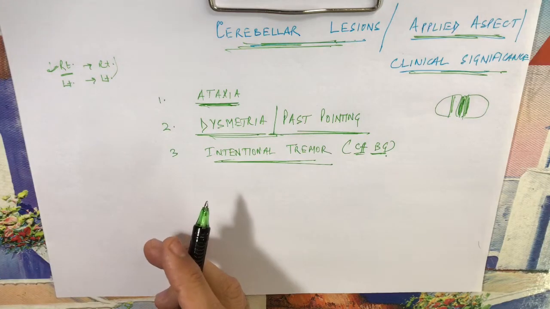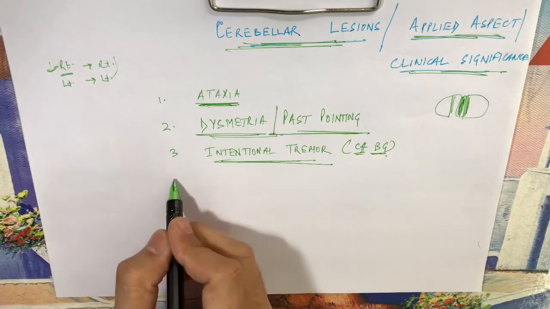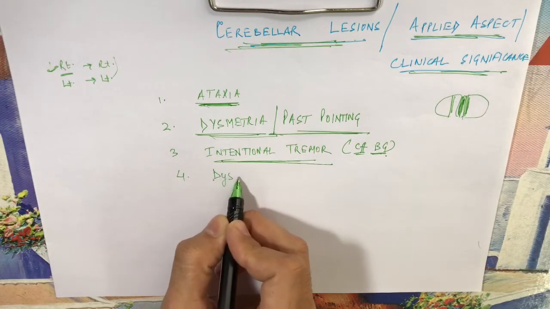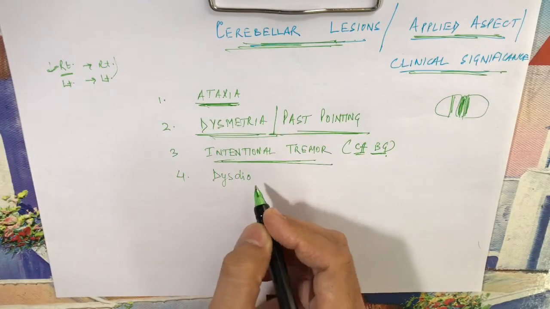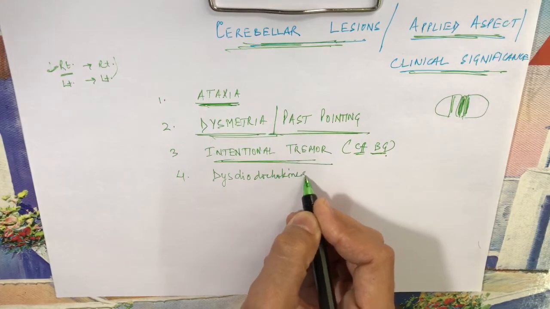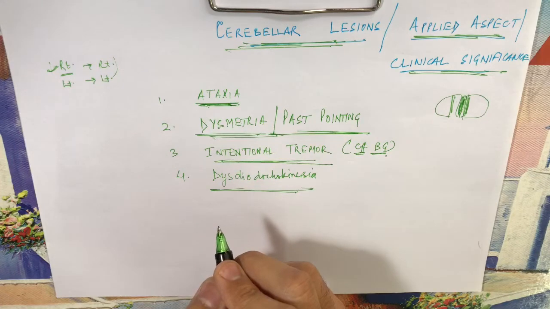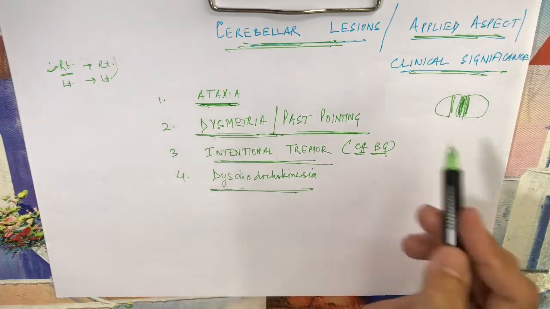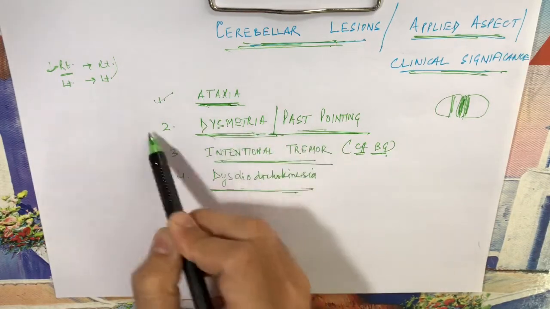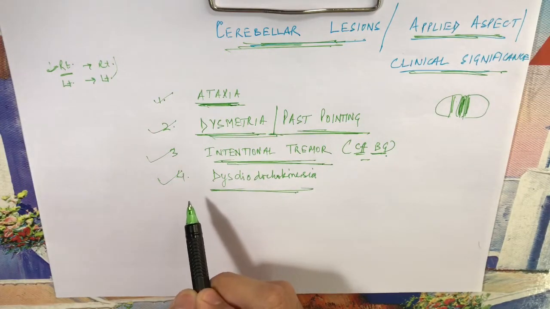Now, what else will be there? The other thing will be dysdiadochokinesia, that we have covered, or adiadochokinesia, where the fast repetitive movement won't be able to be done. Okay. This is diadochokinesia we can say. So there will be disturbance in equilibrium, in the form of ataxia, then dysmetria, past pointing, intentional tremor, then dysdiadochokinesia.